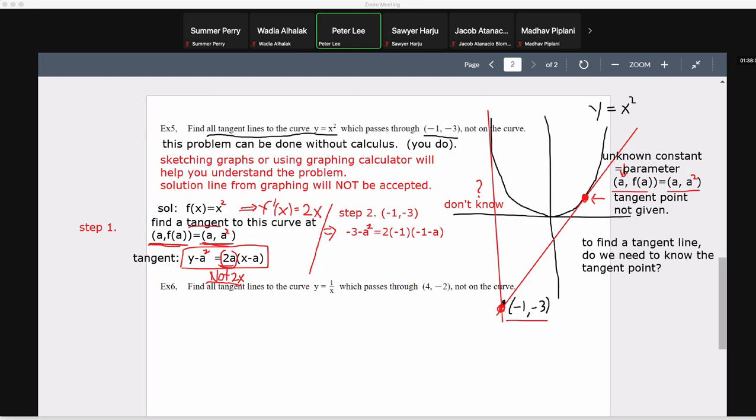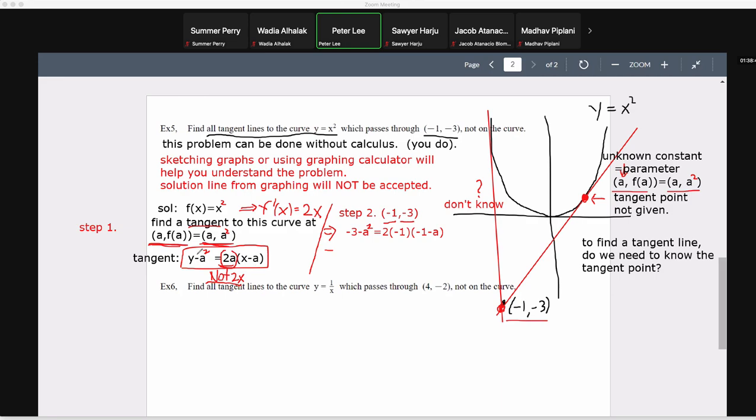Now, does everybody understand what I'm doing here? Yes. Okay, and now all you have to do is get the a by substituting -1, -3. x equals -1 and y equals -3. A, we don't know. So we're not substituting a value for a. We don't know what the a is. We're trying to find the a.